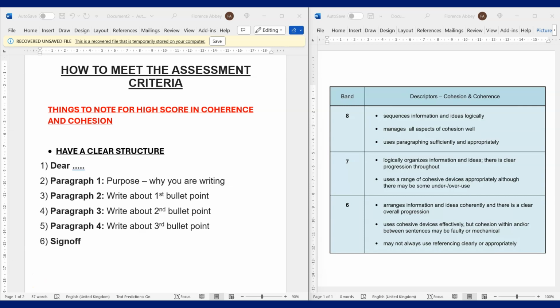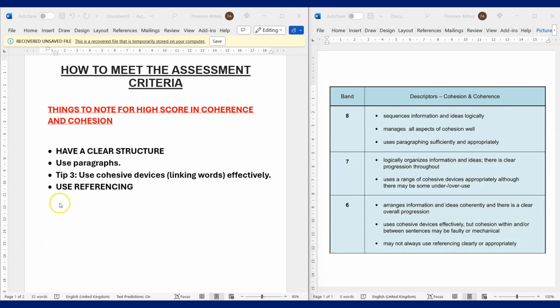The next thing that you should also note, aside from having a clear structure, is to use paragraphs. Okay, use paragraphs. You don't have to write the main part of the letter in one block of text. Don't just write everything without paragraphing. Separate it into paragraphs. If you outline it properly like that, it will help you to get an ideal structure, and also it will help you to increase your coherence and cohesion. And I believe using this 6-part structure will also help you very well.